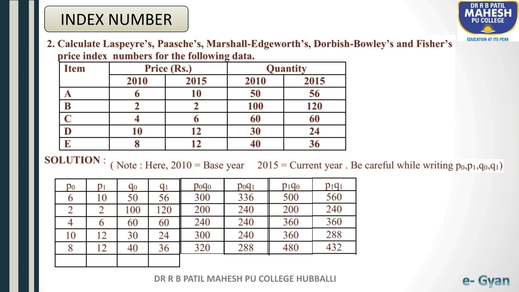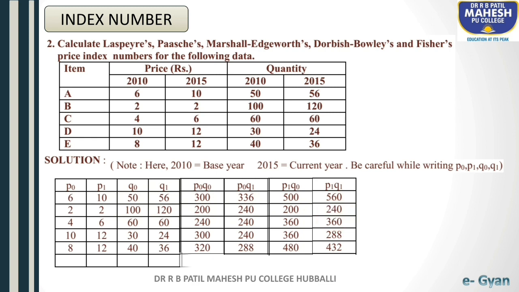The last values are P1 into Q1. 10 into 56 is 560. 2 into 120 is 240. 6 into 60 is 360. 12 into 24 is 288. The last one, 12 into 36 is 432. So these are the values.